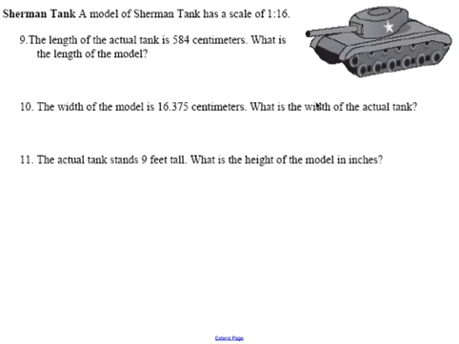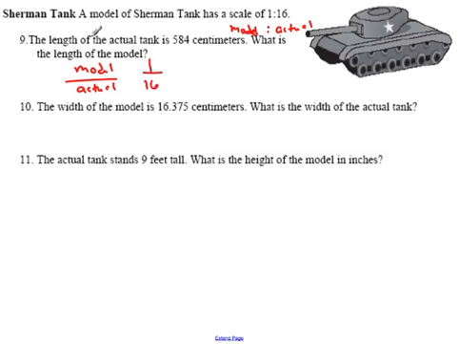Next, we look at a Sherman tank. The Sherman tank is a very destructive tank used in World War eras. It says it has a scale of 1 to 16. 1 would be the size of the model, and 16 is the actual size. I think it's worthwhile for us to note this to realize which number deals with which piece. So when I set this up, I will say model over actual. And that's always going to be a ratio of 1 to 16 for us.